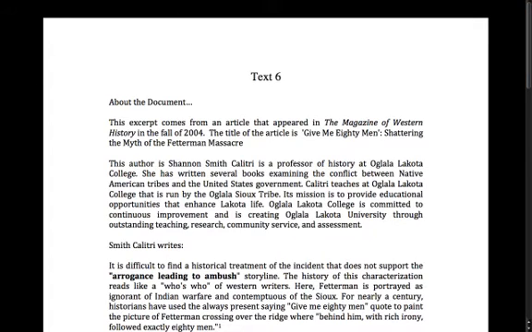Okay, this tutorial is designed to make text 6 clear, as well as help you understand how to source, contextualize and corroborate different texts. By far, this is the most difficult text in the text set. So let's get started with sourcing and contextualization.